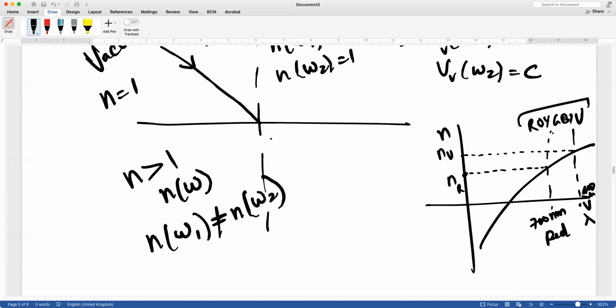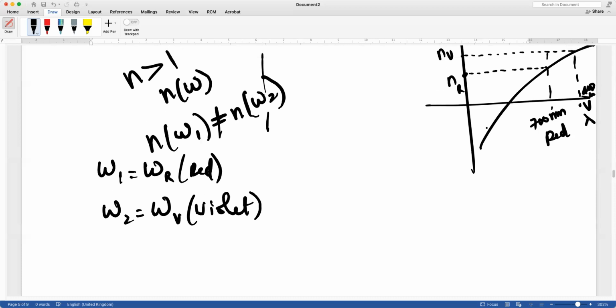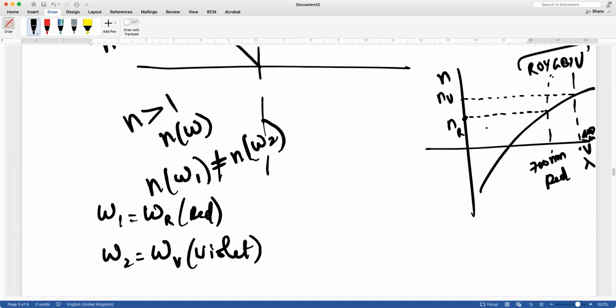So what will happen? Let's say, for example, omega 1 is our omega R, which is our red color. And there is another color, which is our violet. Omega 2 is our omega violet. As they have different frequency or wavelength, we need to look into the chart, or in the exam they may give the value. Then that will help us to understand what will happen.